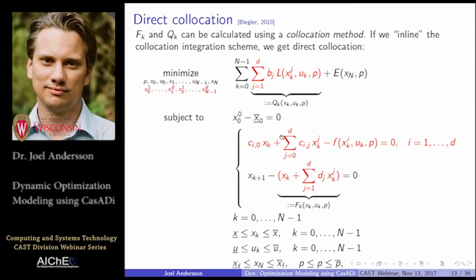This allows us to replace our objective with some sort of quadrature formula, and it allows us to replace our discrete-time dynamics with an implicit system of equations. So this is just a very simple sketch. It's explained very well in Larry Biegler's book, Nonlinear Programming, so I would recommend that as a reference.